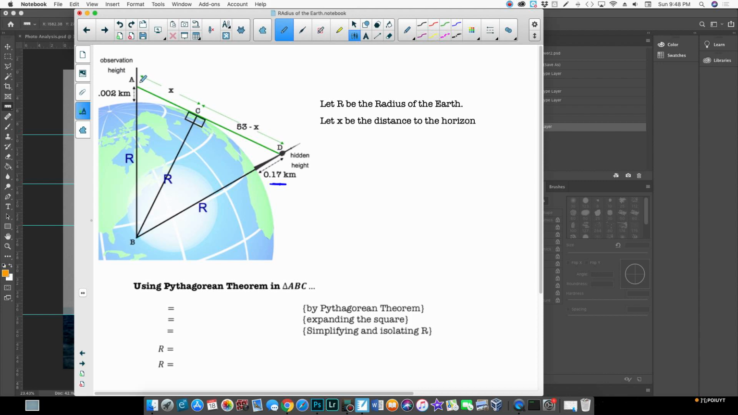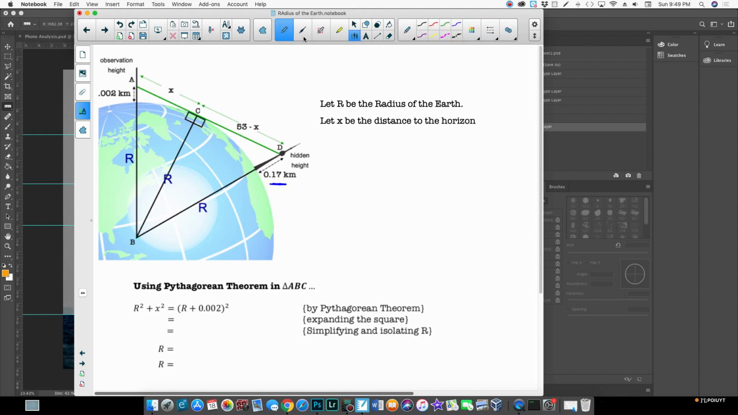Here every radius meets a tangent, and the line of sight is tangent to the circle. Every radius meets a tangent at 90 degrees, so this changes this into two 90-degree triangles, which means that I can use the Pythagorean theorem on both sides. So I'm going to set up the Pythagorean theorem first in triangle ABC. So that would be a squared plus b squared, which in this case is going to be r squared plus x squared, and that equals c squared. And c in this side is r plus 0.002 kilometers, so (r plus 0.002 kilometers) squared.